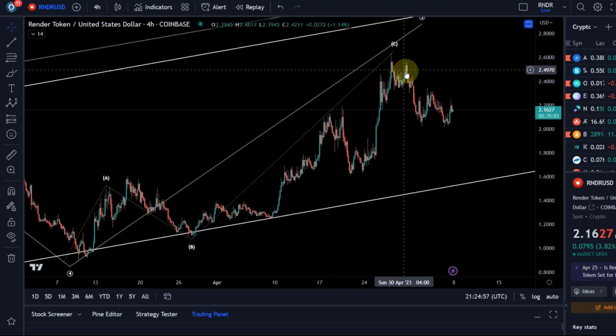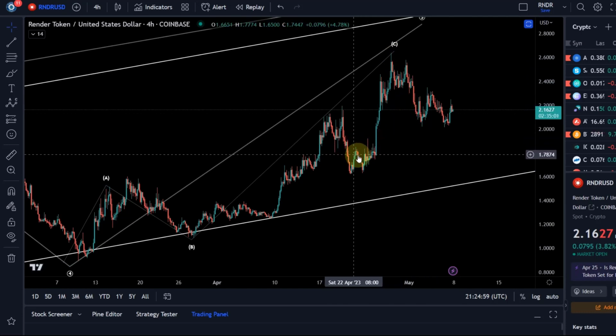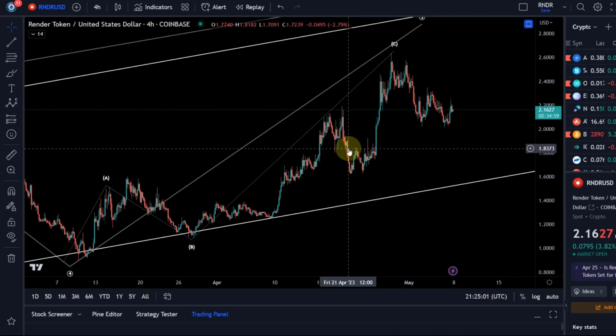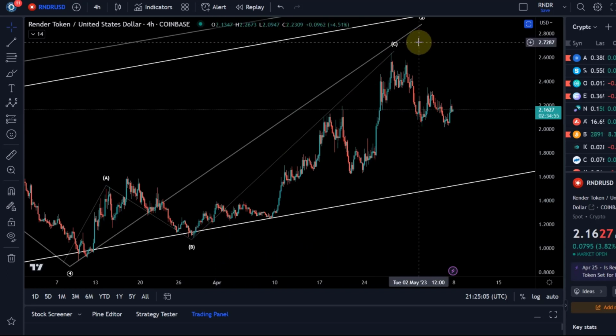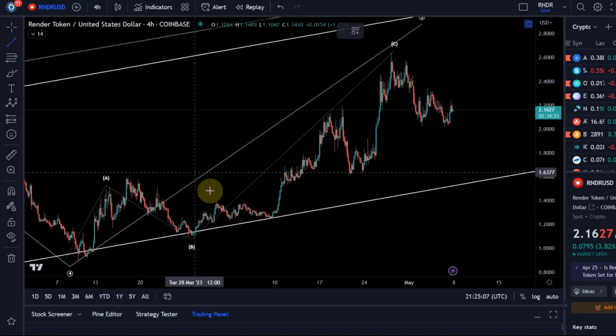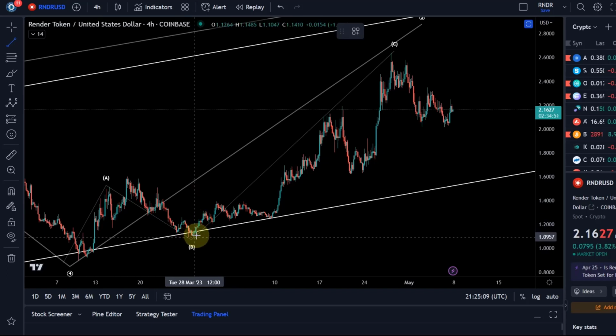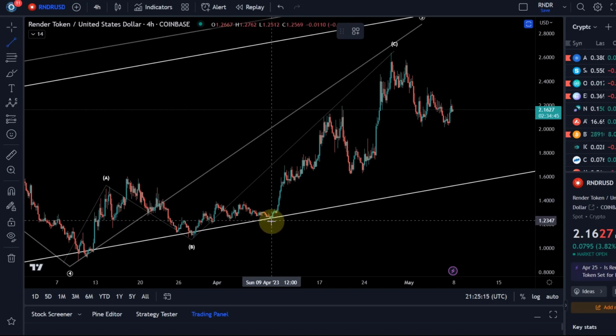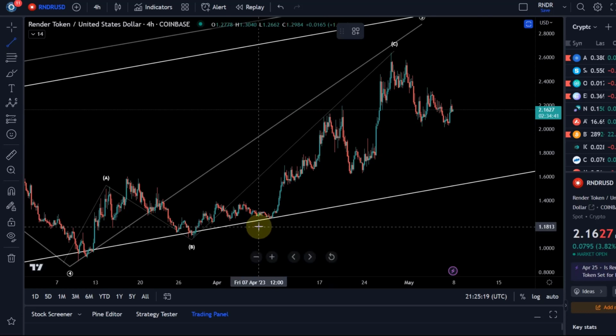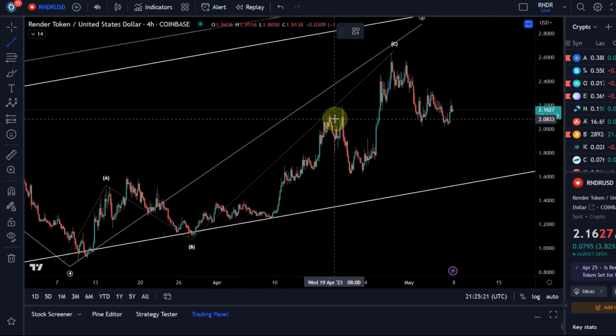Otherwise I would have said that this could be an ending diagonal. And it certainly could be. It could be an ending diagonal in the C wave. It's just that the move up is clearly 3 waves. Here, the first one could be a wave 1. Here, a wave 2. This looks possibly 3-wave as well. I could say, okay, 1, 2, 3.